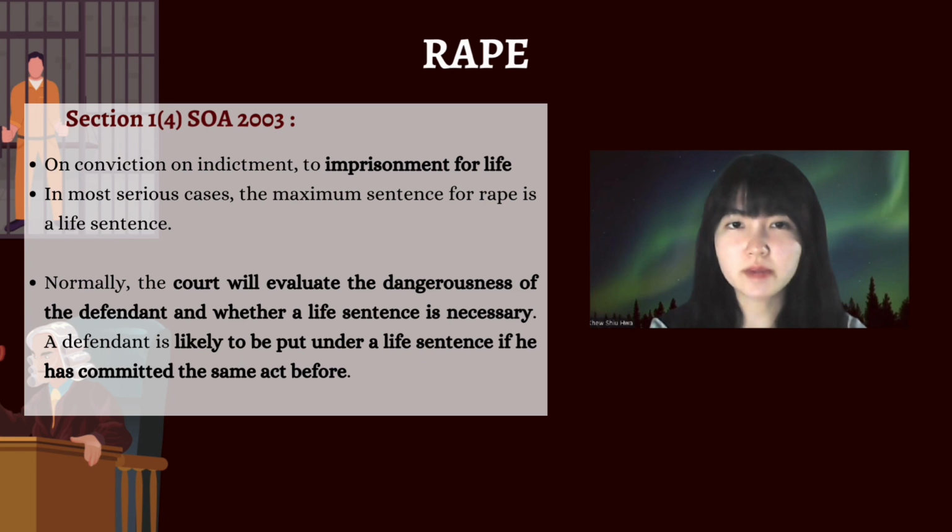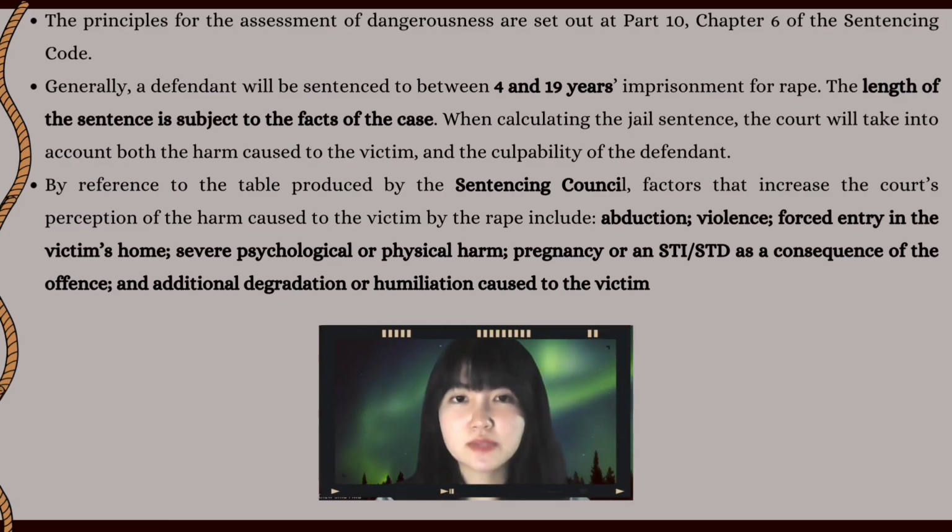The punishment of rape is stated under Section 1, Subsection 4 of the Sexual Offences Act 2003, that a person guilty of rape on conviction on indictment is liable to imprisonment for life. In most serious cases, the maximum sentence for rape is a life sentence. Normally, the court will evaluate the dangerousness of the defendant and whether a life sentence is necessary. A defendant is likely to be put under a life sentence if he has committed the same act before. Basically, the principles for the assessment of dangerousness are set out at Part 10, Chapter 6 of the Sentencing Code.